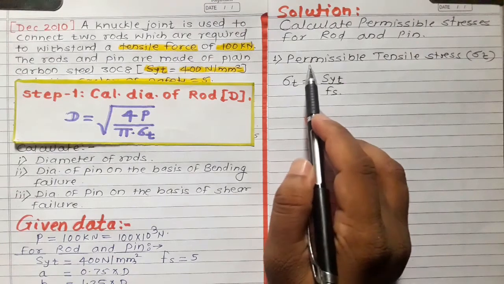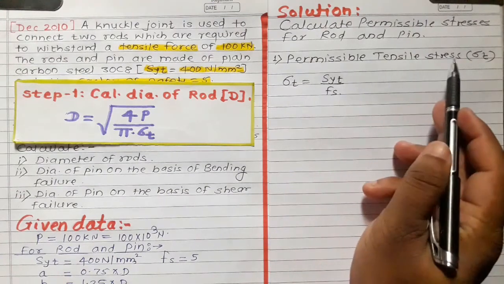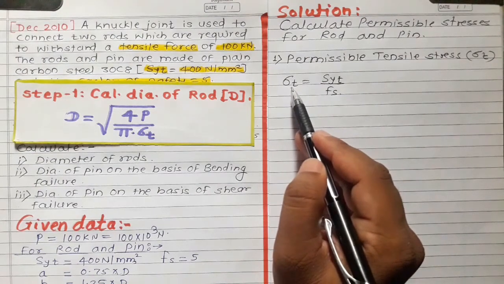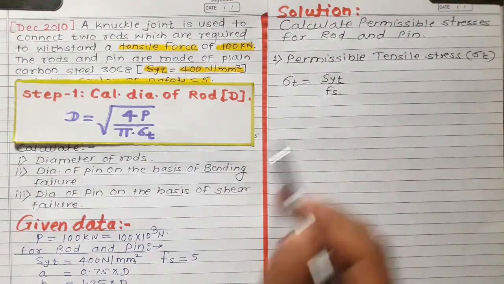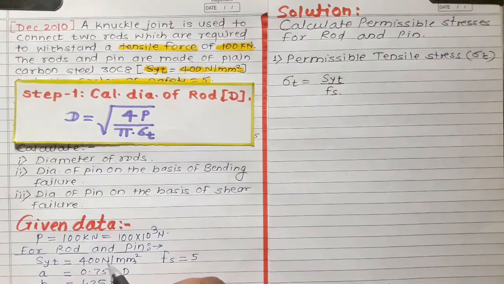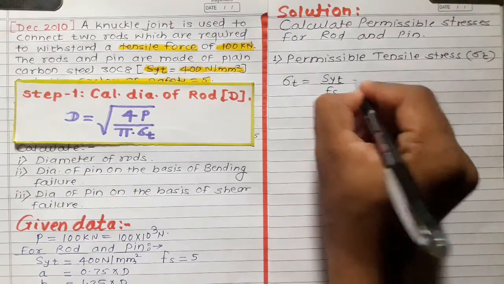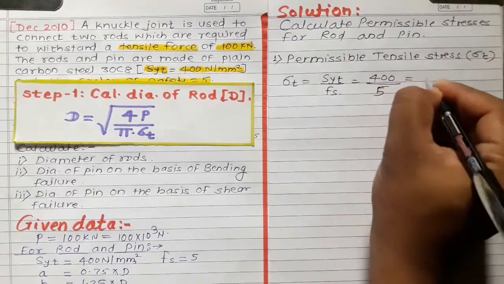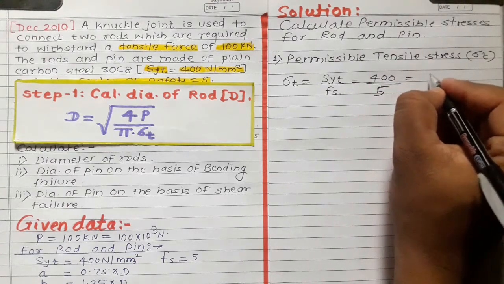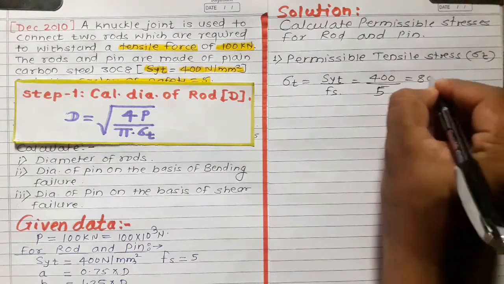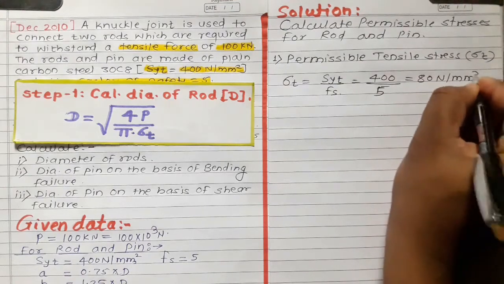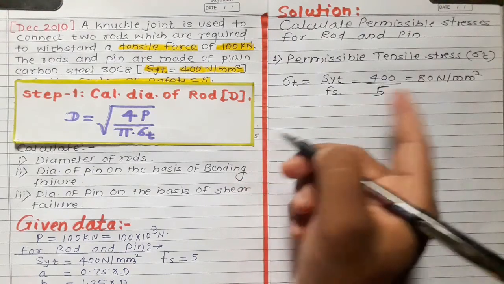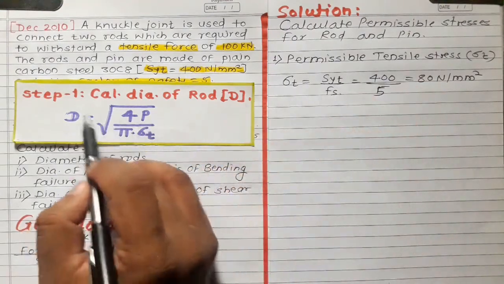Now this is the step to calculate the permissible tensile stress for rod, and the permissible tensile stress is given by sigma t is equal to SYT upon Fs. From the given data, the value of SYT is 400 and Fs is 5. So let us put these values. So SYT is 400 and Fs is 5. So if you calculate, you will get the answer of this permissible tensile stress as 80 Newton per mm square or megapascal. So this is the first permissible stress that is calculated, which is required to find out the diameter of rod.